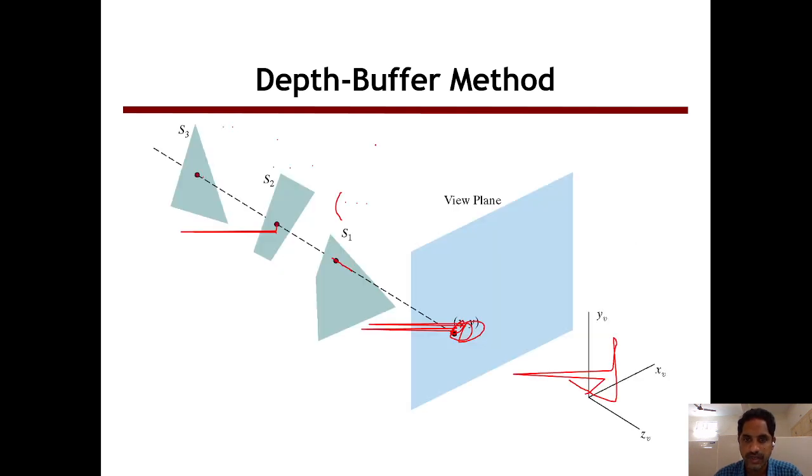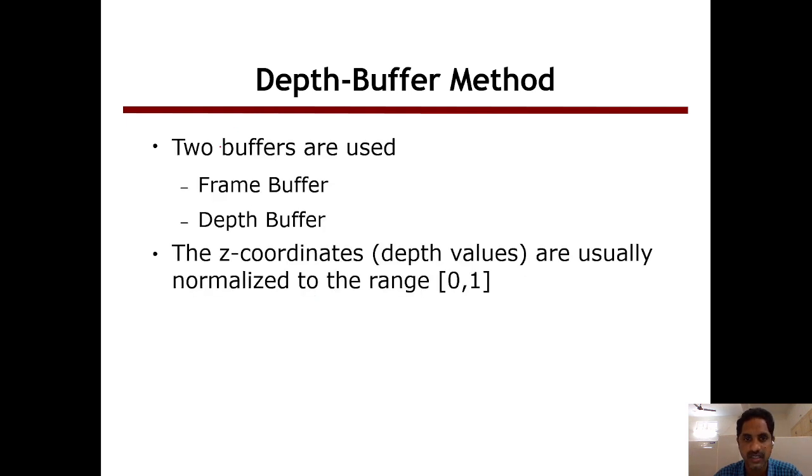See here, whenever we assign Z1, Z2, Z3, we store the values in a particular area. Two buffers are used to store the data: the frame buffer and the depth buffer in visible surface methods. We use one for the Z values and the other for the intensity values. Whatever intensity values there are will be stored in the particular areas. The Z coordinate depth values are normally in the range of 0 to 1, so within 0 and 1 we will find the depth values.